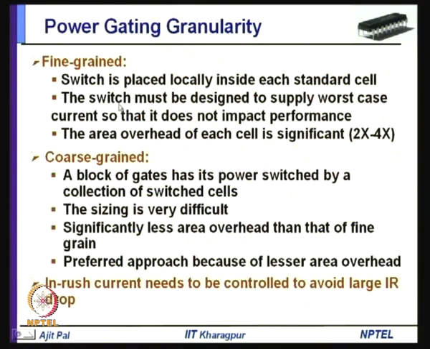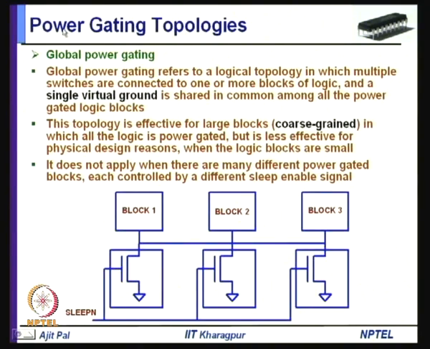Okay, so, we have seen two types of granularity that are being used. Now, let us consider the various topologies. There are 3 different topologies. Number one is global power gating. In global power gating, this refers to a logical topology in which multiple switches are connected to one or more blocks of logic, and a single virtual ground is shared in common among all the power gated logic blocks.